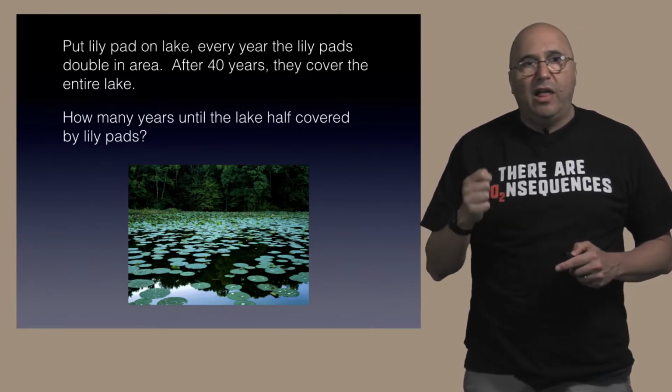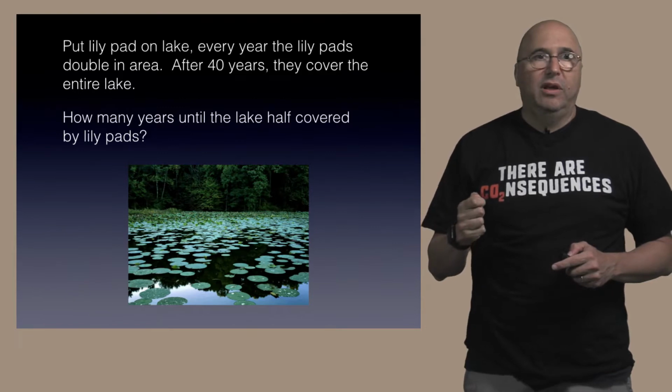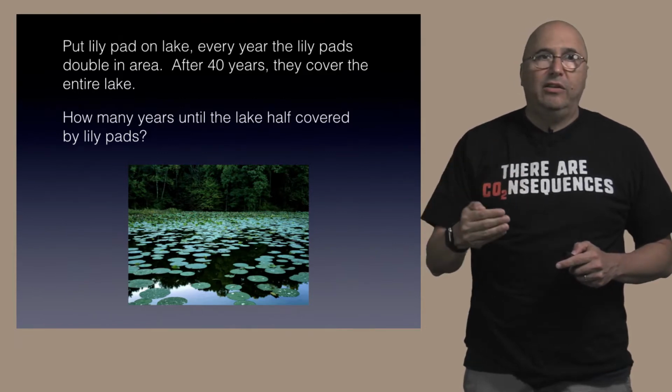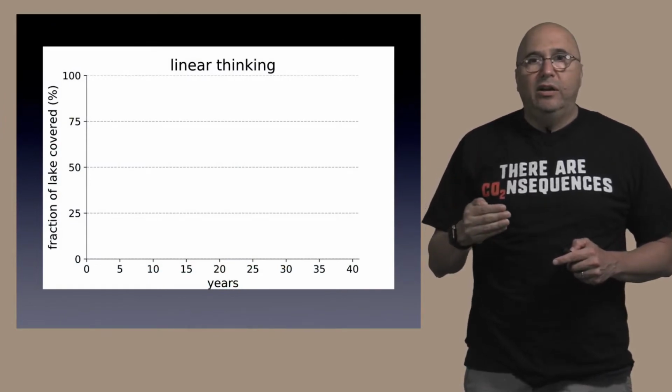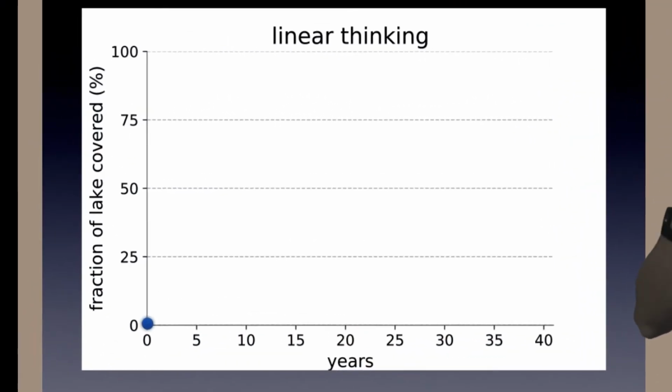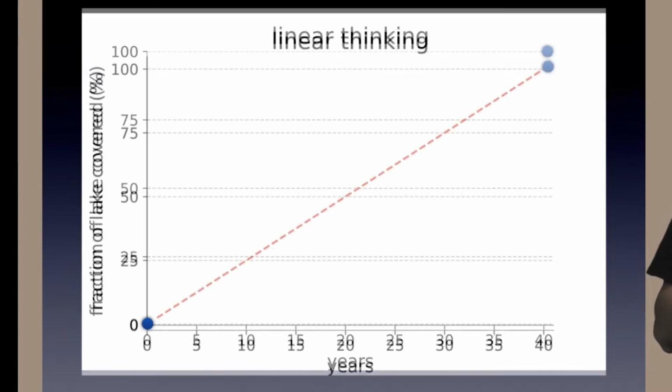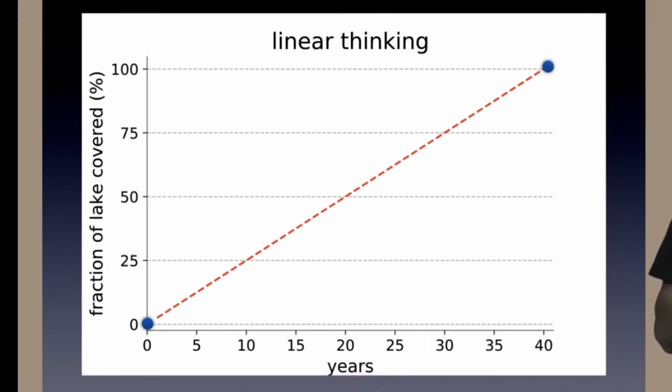Now I'm guessing a lot of you said 20 years. You probably used logic like this. We know the coverage in year 1 was near 0, and we know there was 100% coverage in year 40. Then your mind does what I call linear thinking. It draws a straight line between these 2 points. Using this mental model, you arrive at the wrong conclusion, that the lake is half covered at 20 years.